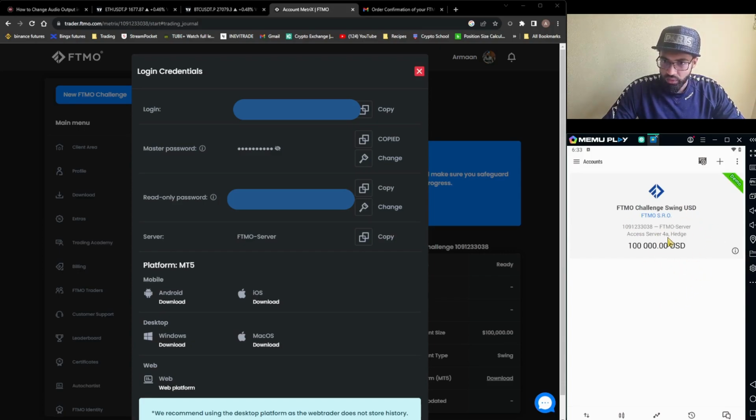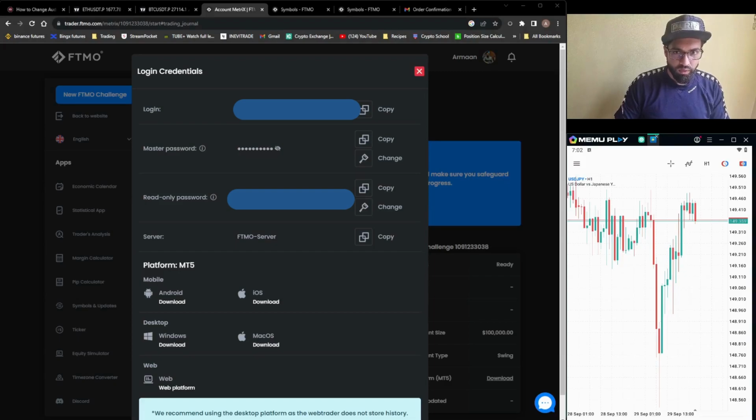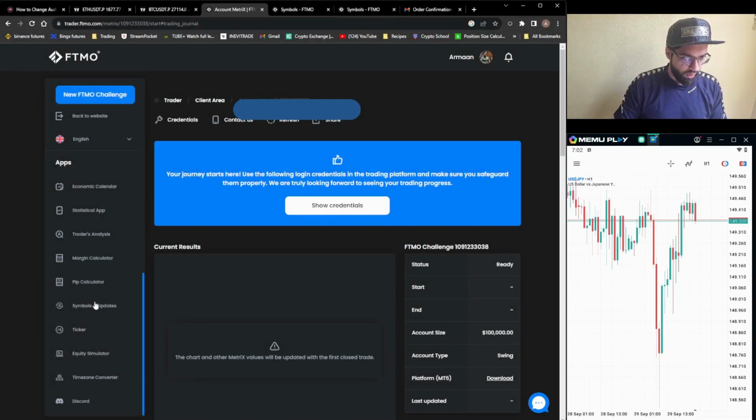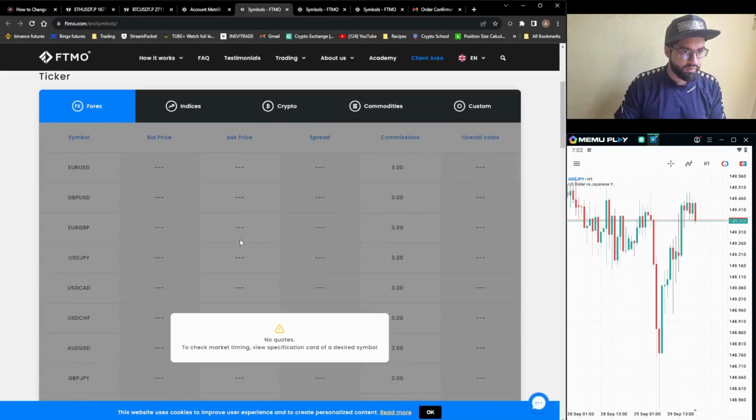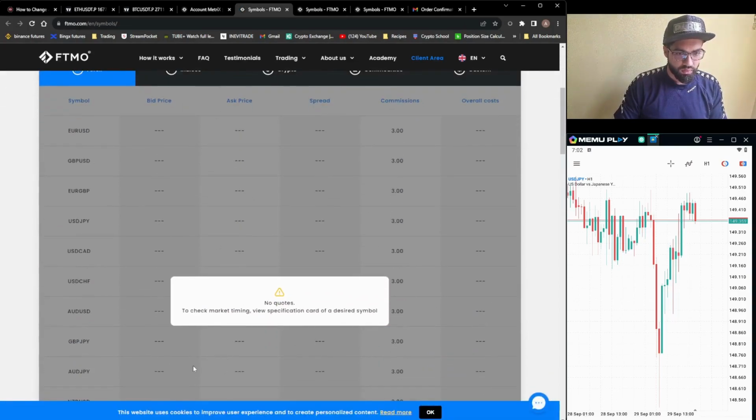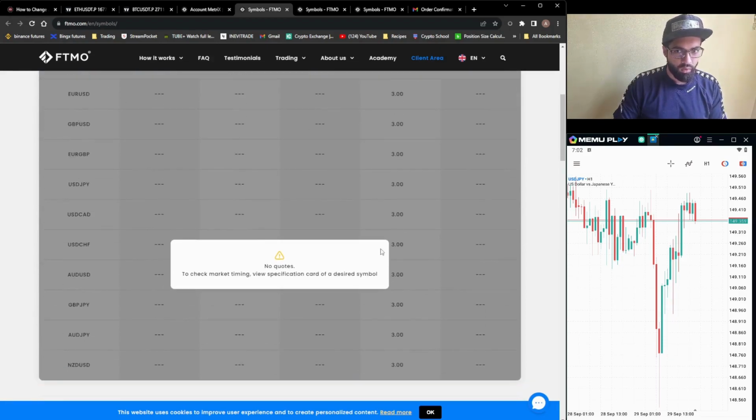This is my account. Great, now that we're in the account, let's go ahead and find the pairs that FTMO supports, so that we can add them to our favorites on MetaTrader 5. Right now, as you can see, the market is closed, that's why it's all grayed out, but here on the left we can see all the pairs that are supported by FTMO, which I will now place in my favorites on MetaTrader 5.